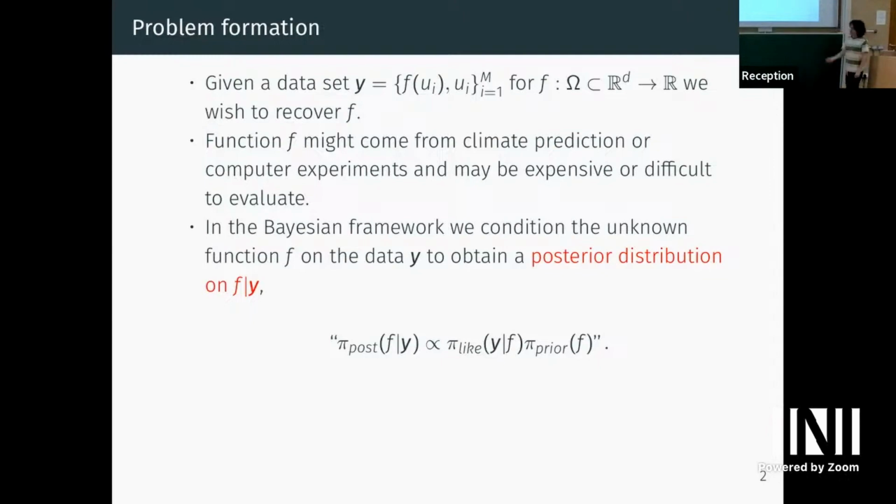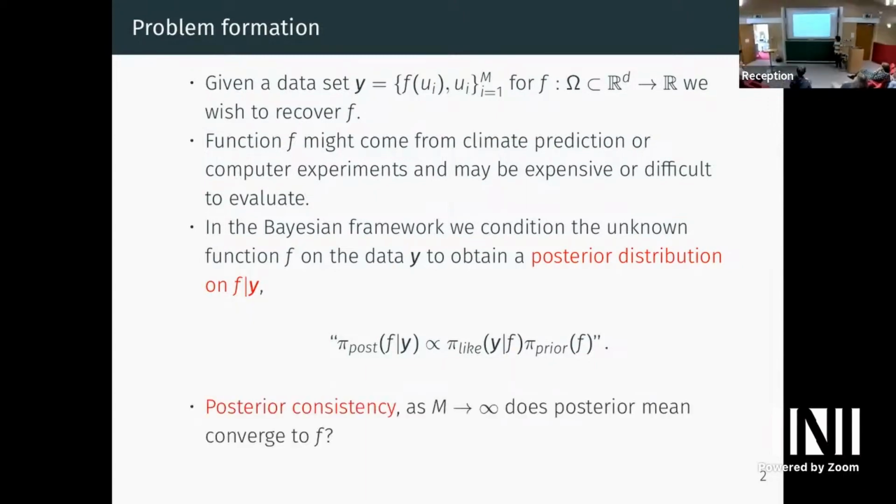So from the Bayesian framework, we have all these advantages. What we want to look at is posterior consistency. So we want to look at, as the number of known data points n goes to infinity, does the mean actually converge to the function that we want to look at? Does it work?